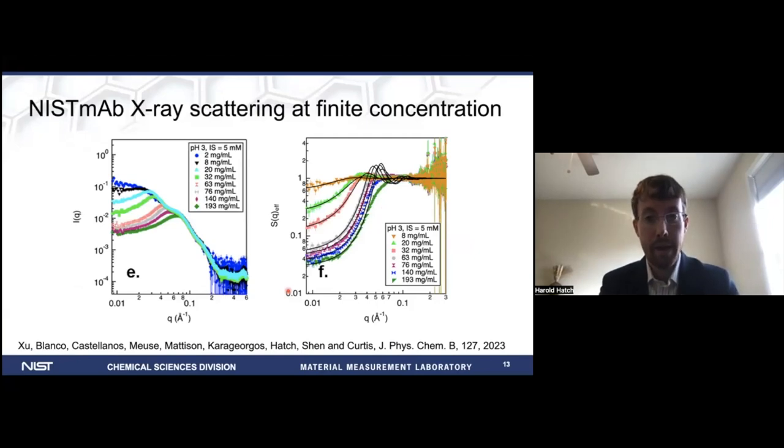Now, at finite concentrations, some of the most informative experimental measurements are small angle scattering. So here is the scattering intensity for the NIST mAb using X-rays from 2 milligrams per milliliter to 193. And so we'd like to use computer simulations to compute these scattering curves and interpret these interesting features, which we would call interaction peaks. And we can also get effective structure factors from these by taking one of these scattering curves and dividing by the high dilution curve, which we can interpret these peaks and fit to models, as well as readily calculate with our coarse-grained models and compare.